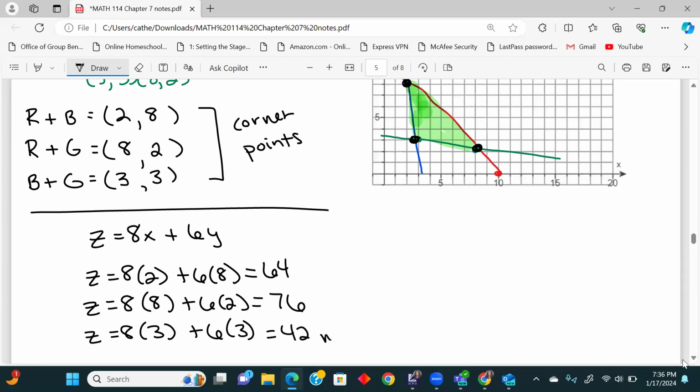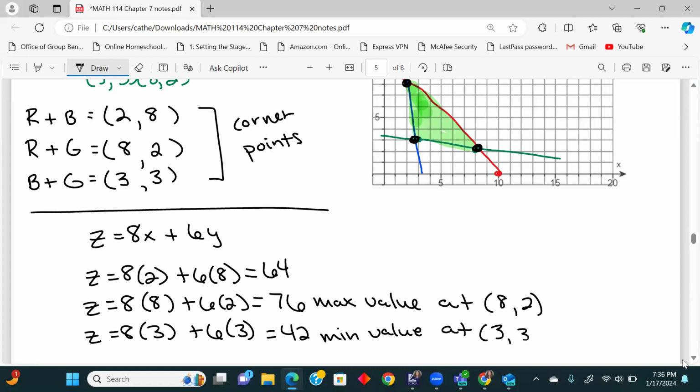All right. So this is the minimum value. And this is the max value. And that is at 8, 2. And this one is at the minimum value. The minimum value is 42 and it's at 3, 3.